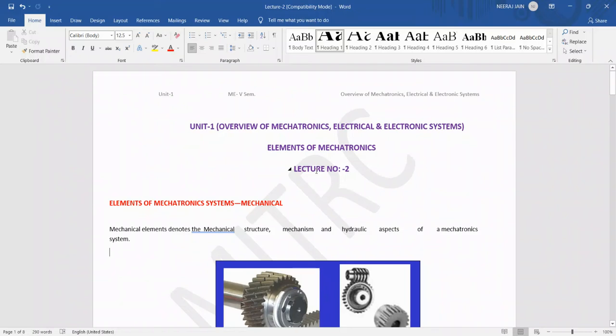Okay, dear students, welcome to all of you. Today we are going to discuss the different elements of the mechatronic system.